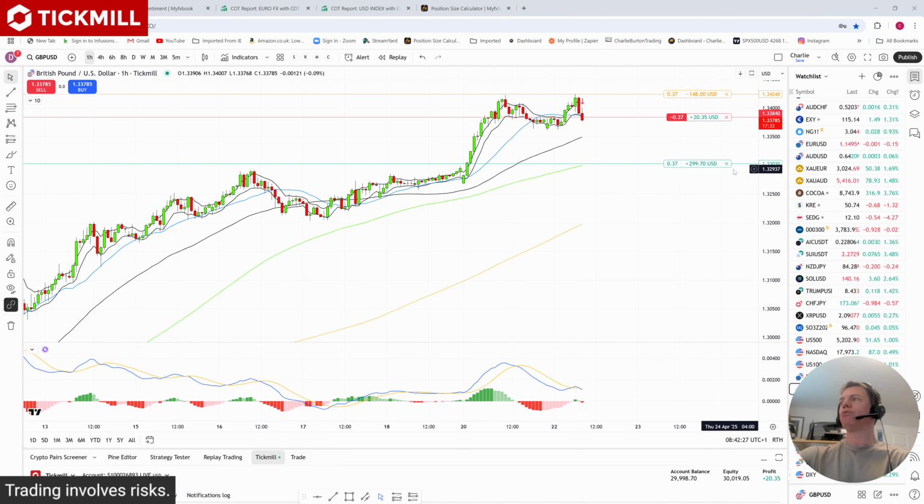But the overall target is right the way down here. So risking $148 to make $299 as it works out. So it's about a 1 to 2 risk to reward.